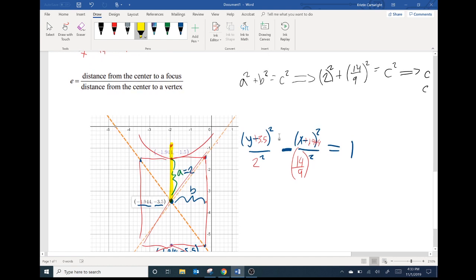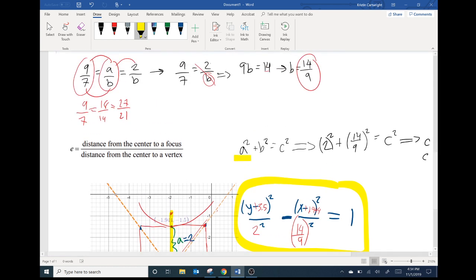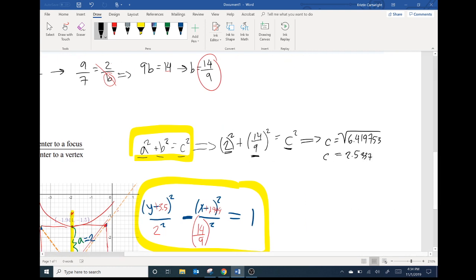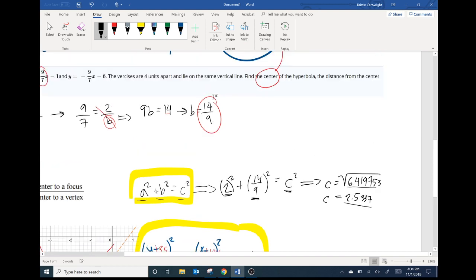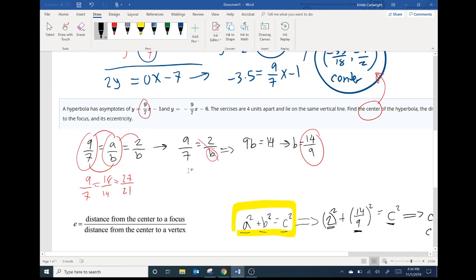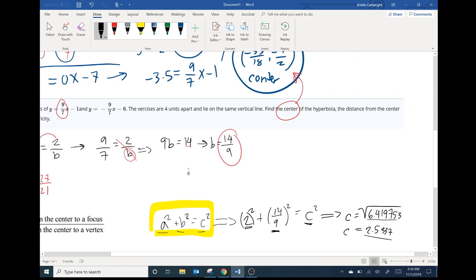But there's no c in my equation. There was a, there was a b, there was the x term, h and the k, y term, but there was no c. But what we can do is use this relationship between a, b, and c. This is always true for hyperbolas. It's a squared plus b squared equals c squared. So if I know my a is 2 and I know my b is 14/9, I can find my c by this relationship. As I add these up, I get 6.419753. I square root to get rid of the square, and I get c equals 2.5337. And so that is the final answer on that. The distance from the center to the focus should be about 2.53 units away.